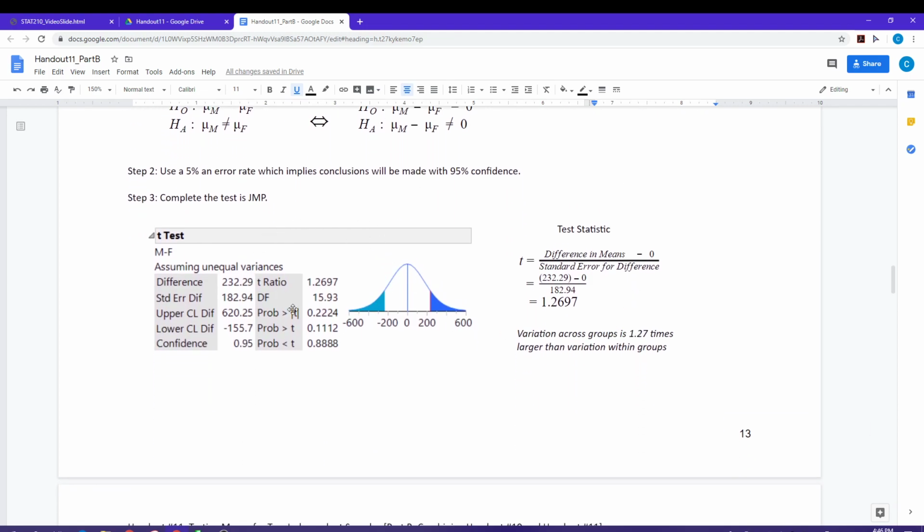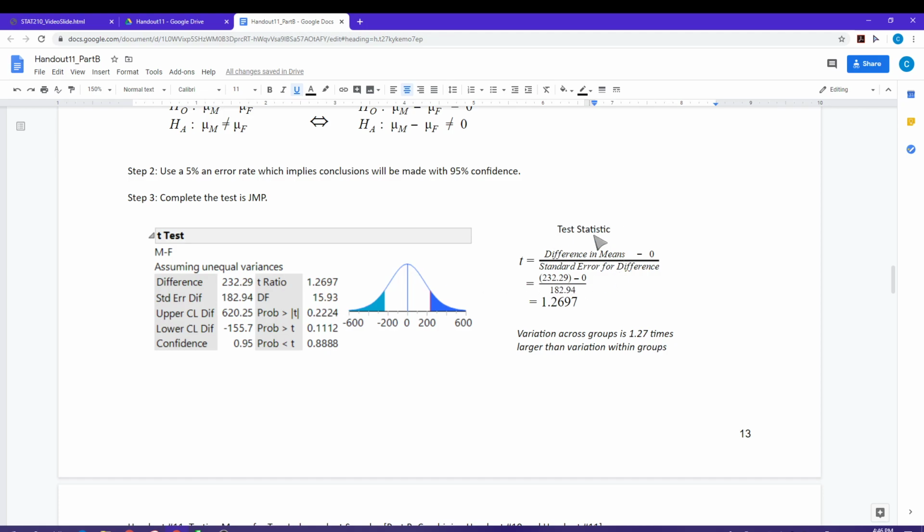I again am just going to select t-test from my drop-down menu inside of JMP. Here's my difference of 232. That's just the difference between the two averages. The standard error difference, that's given by that equation up above. I got the lower and upper confidence intervals. I got my t-ratio value, and I need my probability value for my p-value here.